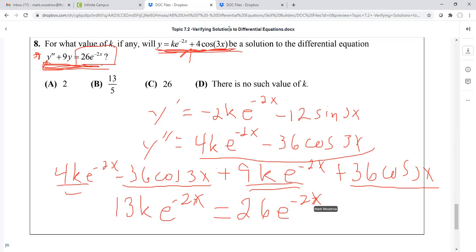And last but not least, I'm going to divide each side by 13e to the negative 2x, which is going to give me k on this side. And when I divide 26e to the negative 2x by 13e to the negative 2x on this side, that reduces to 2. So k equals 2 is my answer.